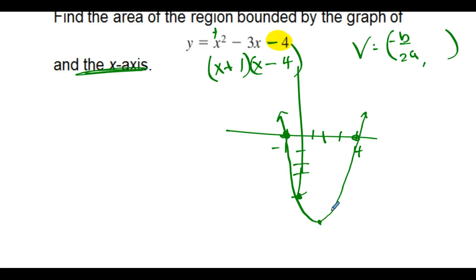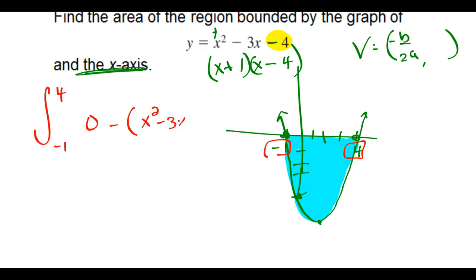But the important part is I'm looking for the area here to here between the x-axis. So I know the x-axis is a 0. And I've found the negative 1 to 4. That was nice that I factored that thing. The upper is a 0 minus the lower.